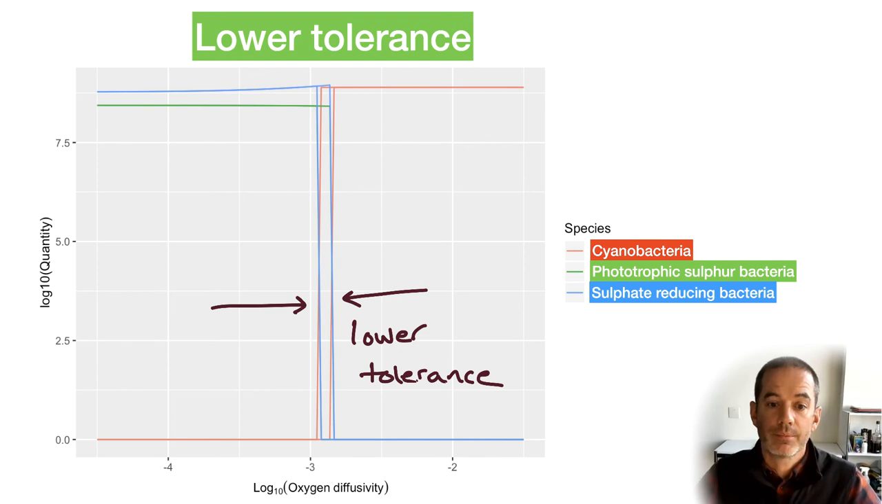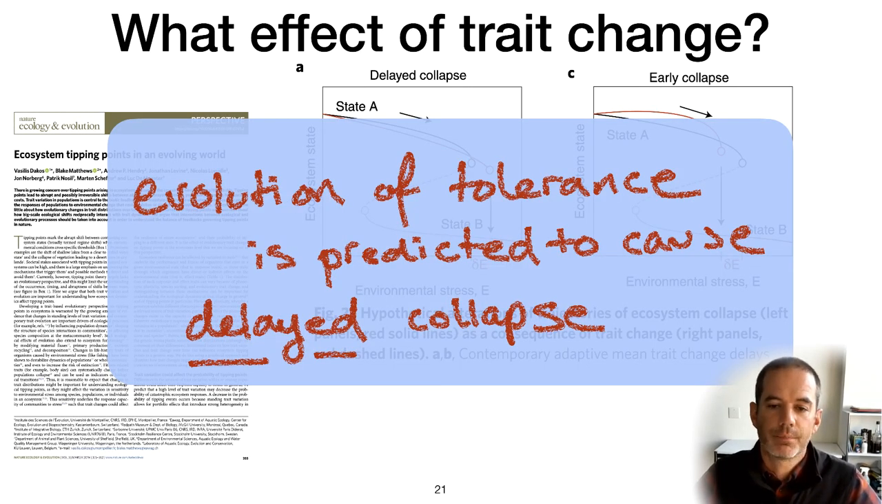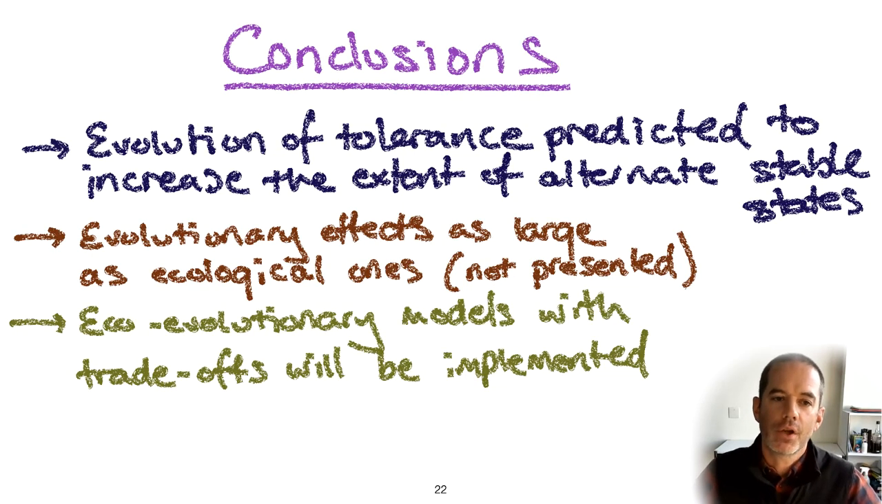So the answer from this model is that evolution of tolerance is predicted to cause delayed collapse, and increase that region of environmental conditions for which we get alternate stable states. Right, so the conclusions, again, evolution of tolerance is predicted to increase the extent of alternate stable states. Now, something I didn't show you is that evolutionary effects are at least as large as ecological ones, for example, different functional groups being present or absent. And one thing that we still have to do is to put this into an eco-evolutionary model framework with trade-offs also.